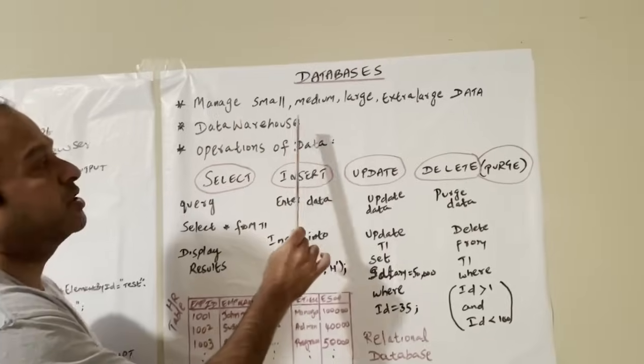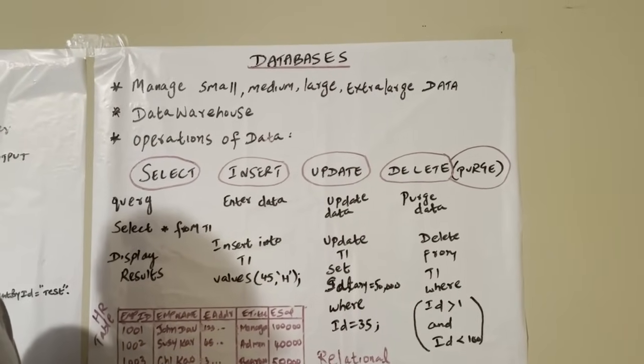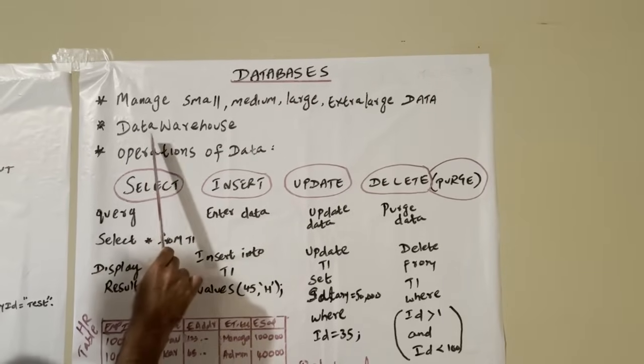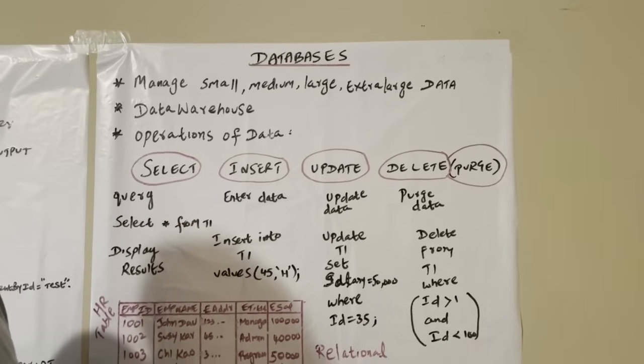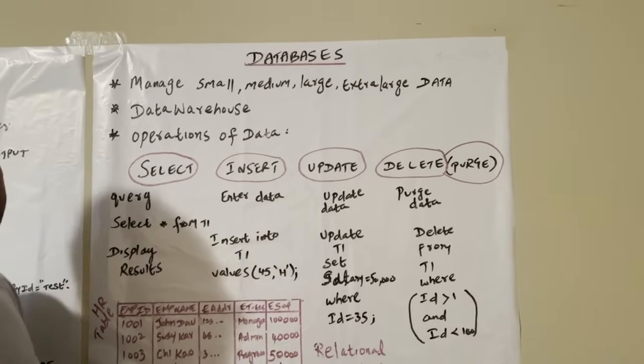It's used to manage small, medium, large or extra large data. It depends on the company size, how they are going to manage the data. Data warehouse is used for very large data management. There are some concepts behind it, and these are the basic operations of data.